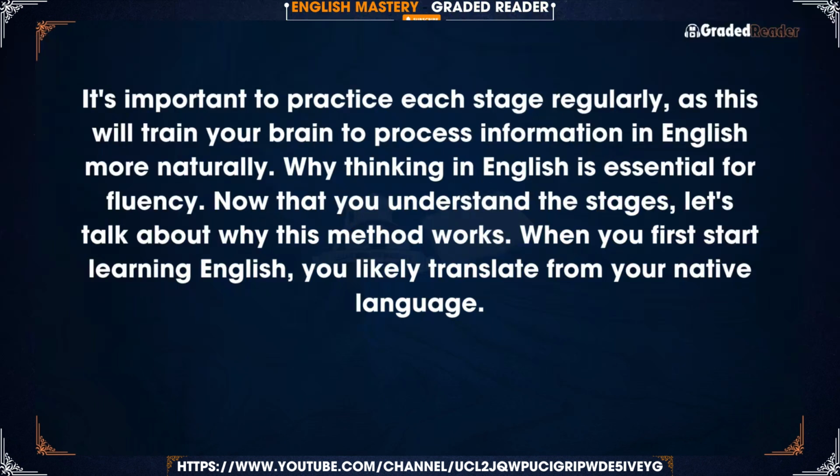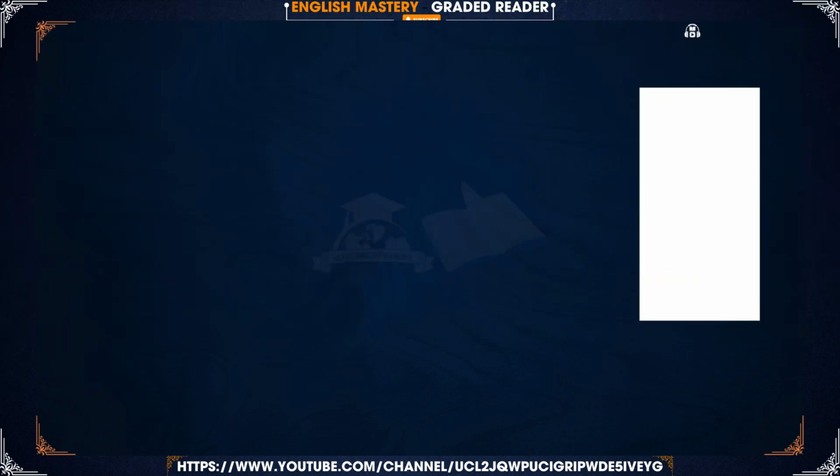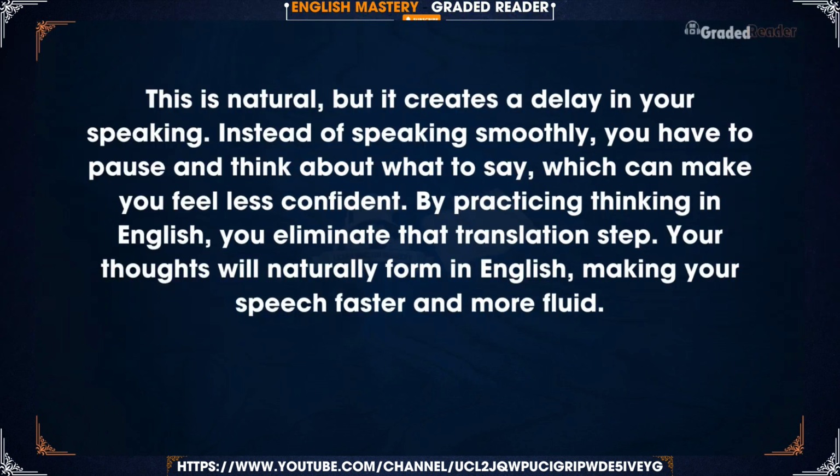When you first start learning English, you likely translate from your native language. This is natural, but it creates a delay in your speaking. Instead of speaking smoothly, you have to pause and think about what to say, which can make you feel less confident. By practicing thinking in English, you eliminate that translation step. Your thoughts will naturally form in English, making your speech faster and more fluid.